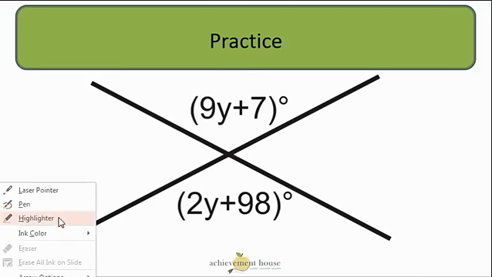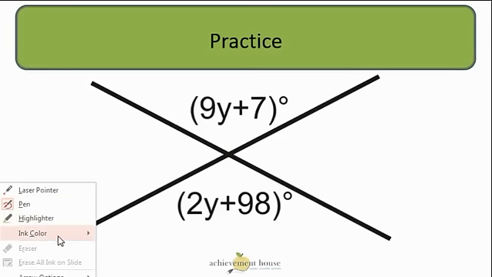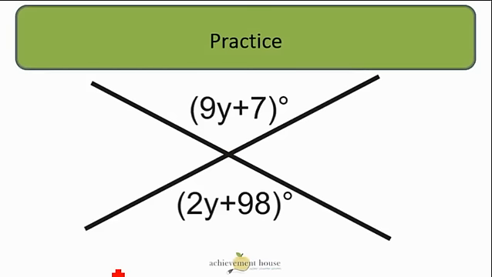Alright, so what do we know about vertical angles? Well, we know that vertical angles are congruent, so therefore their measures are equal. Now, using that information, we can set the two angles equal to each other and form an algebraic equation. So, we know that one angle is 9y plus 7, and we know that that's going to equal the other angle, which is 2y plus 98.